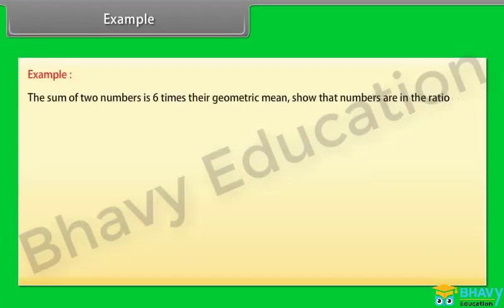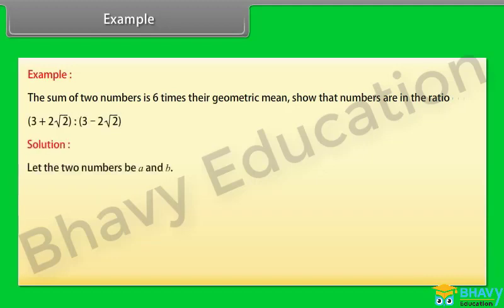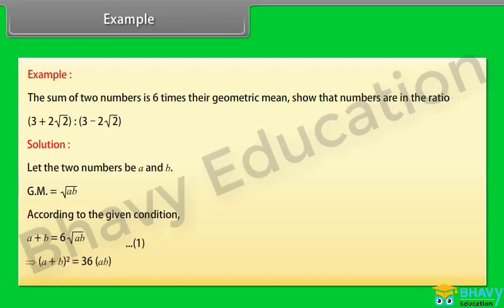Example. The sum of the two numbers is 6 times their geometric mean. Show that the numbers are in the ratio. Solution. Let the two numbers be A and B. Geometric mean equals square root of AB. According to the given condition, A plus B is equal to 6 into square root of AB. Let it be equation 1. It implies square of A plus B is equal to 36 into AB.